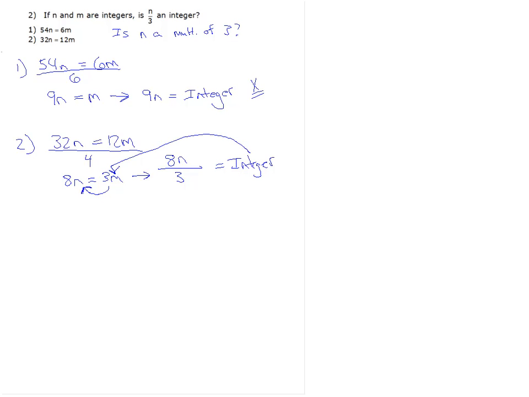We also know that 3 doesn't divide into 8, nor does it simplify with 8, leaving us with the fact that 3 must divide into n, and thus n over 3 is an integer, or in other words, n is a multiple of 3, leaving us with an answer of B as in boy.